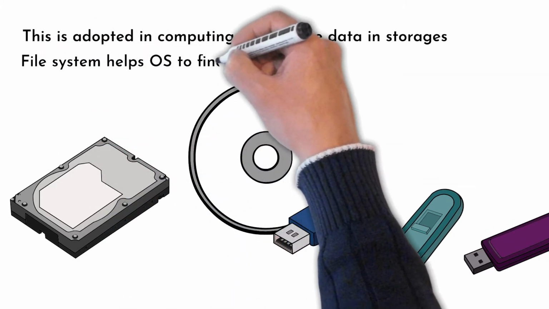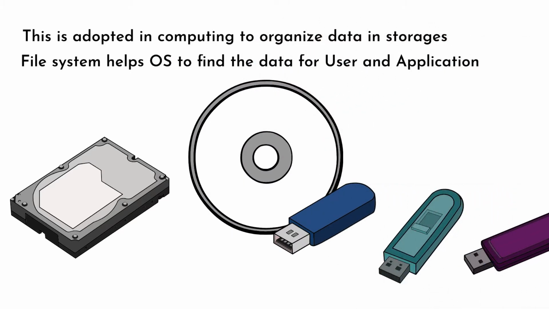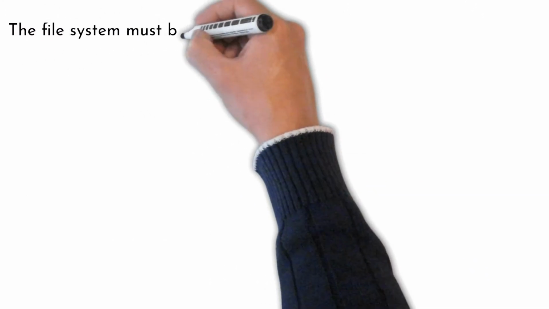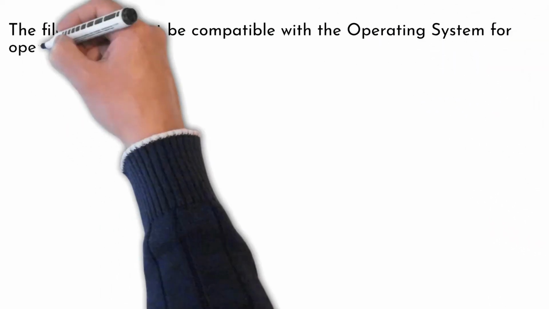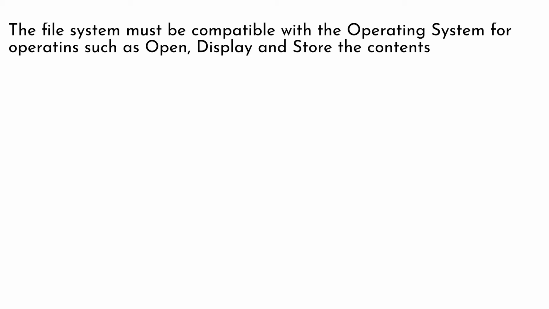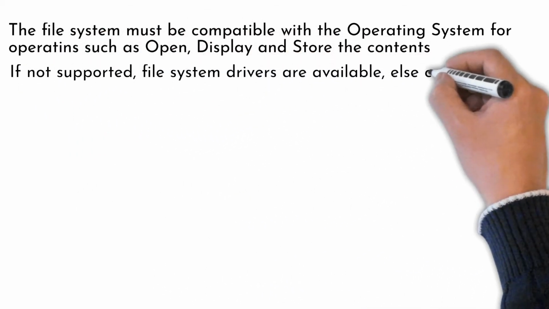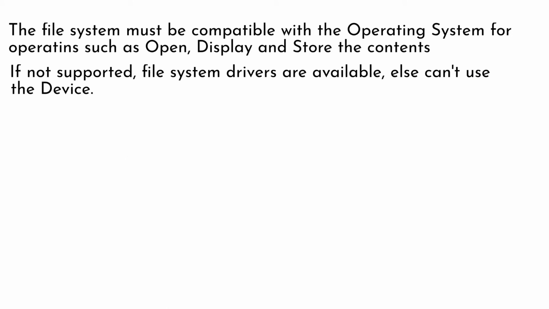It helps the operating system to locate where the data is stored and how it may be accessed by a user or application. The operating system must understand the file system to open, display, and save the contents. If the operating system doesn't support a file system, you may rely on a file system driver or think otherwise.